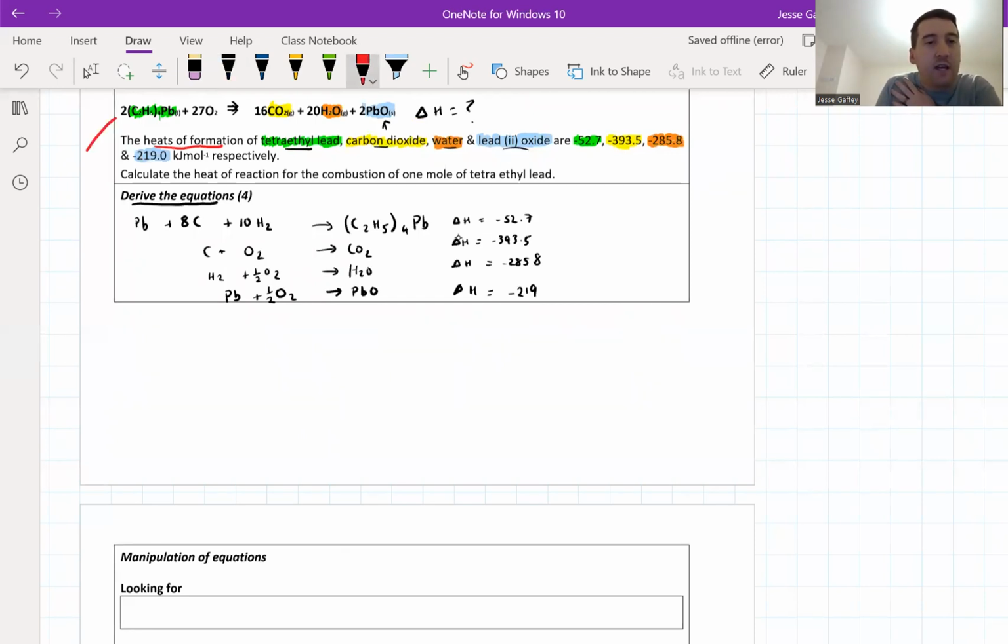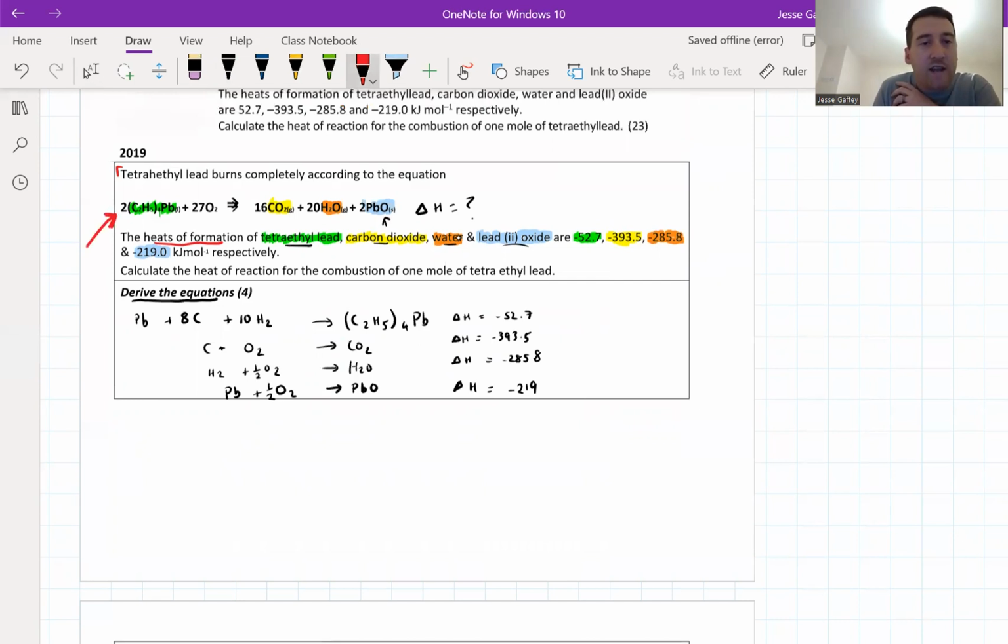Now, it kind of seems like they give that to us already up here. This here is the combustion of tetraethyl lead. That's what it says here. Tetraethyl lead burns completely according to the following equation. And it says, calculate the heat of reaction for the combustion of 1 mole of tetraethyl lead. This is the key bit, 1 mole. Always heats of combustion, or heats of any kind of reaction, always have to be about 1 mole. As you can see, I see here 2 moles.